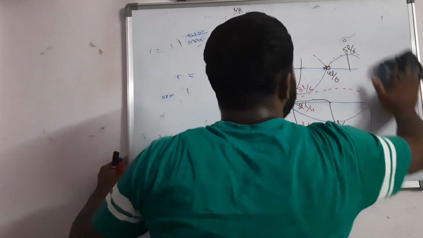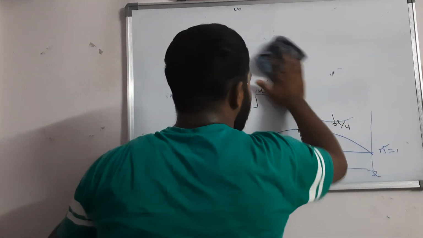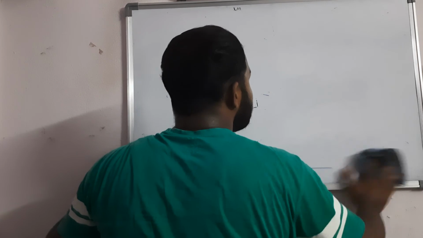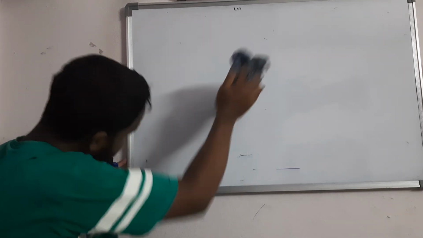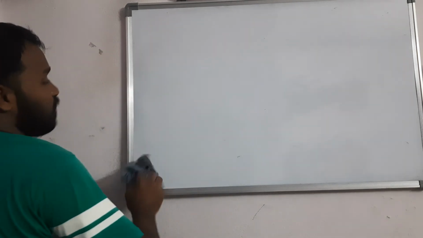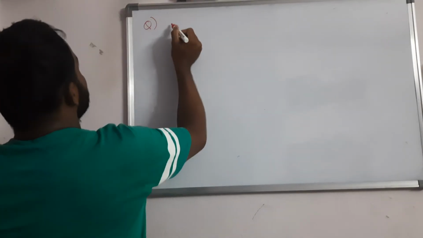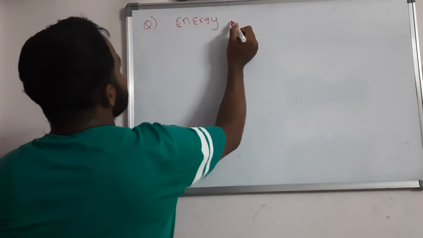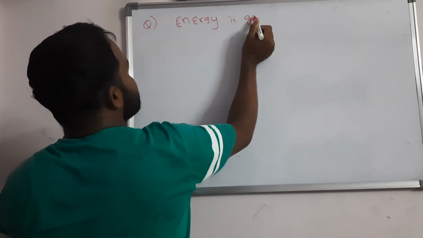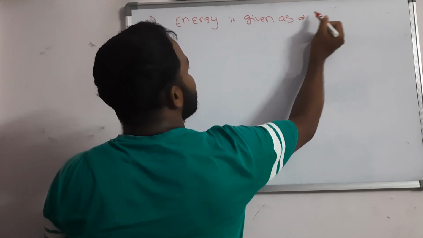You should write n is equal, for example for a 1D box. So problem number 1 I am going to write, based on this energy level. If the energy is given as, for example, energy I am going to give.